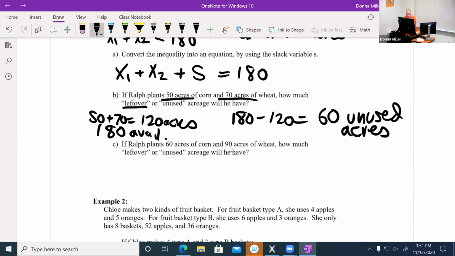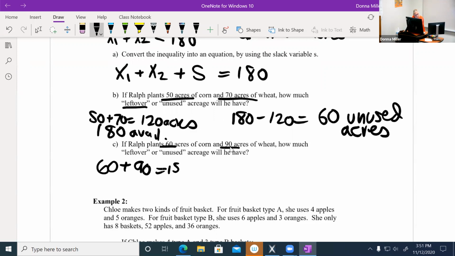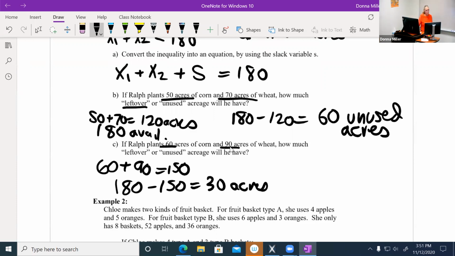Same thing, if I plant 60 acres of corn and 90 acres of wheat, if I do 60 plus 90, that would be 150. So my total is 180, so it's 180 minus 150. And I'm going to have 30 acres left over, right? All right, that I didn't use. That's a slack. That's what I'm not using.